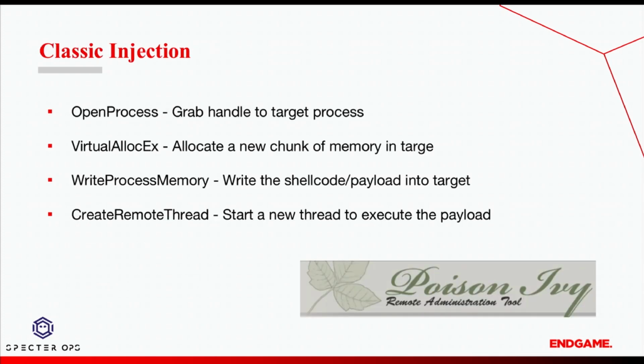So, classic injection. This is like Poison Ivy, bread and butter. First you need to get a handle to a process, so you're going to open the process. You're going to allocate some memory in that process. This is going to be unbacked code, which some people call floating code. And then you're going to write your shellcode to that.